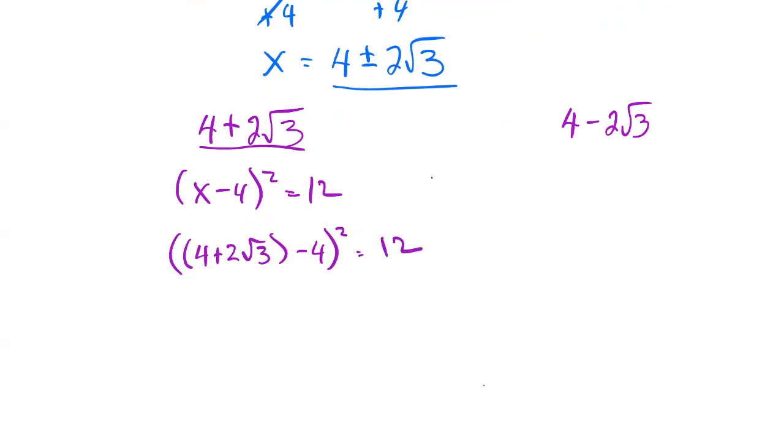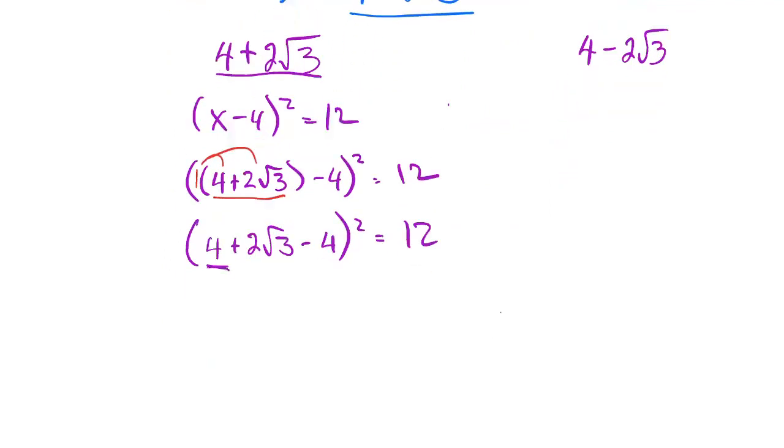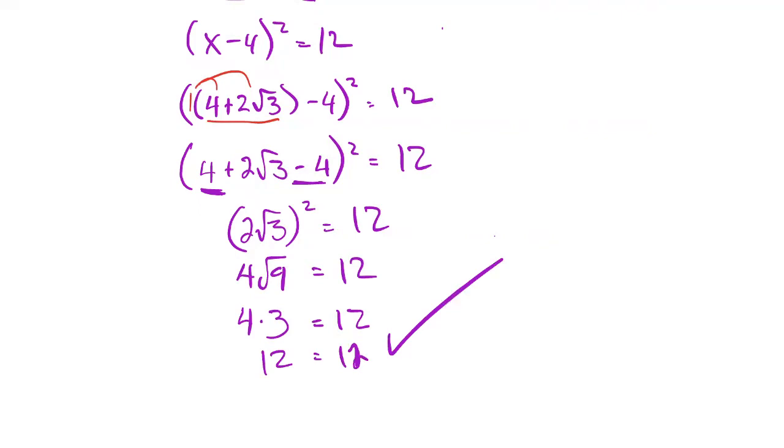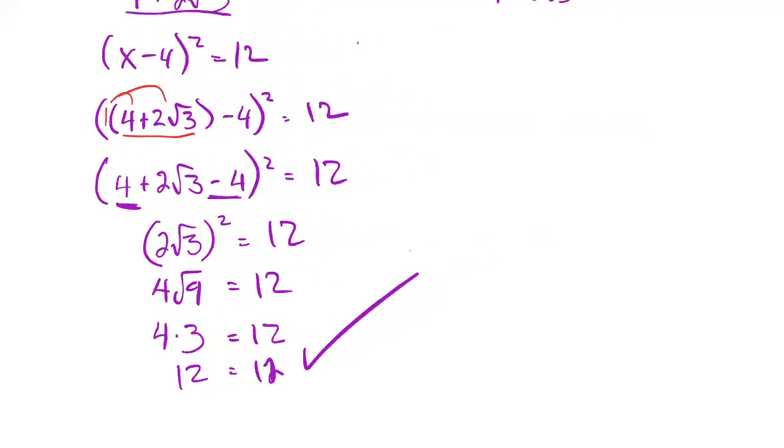By eliminating the brackets around the 4 plus 2 root 3, we're going to distribute that imaginary 1. So I get 4 plus 2 root 3 minus 4 squared is 12. Well, 4 minus 4 is 0, so now I just have 2 square root 3 squared is equal to 12. Well, 2 square root 3 times 2 square root 3 is 4 square root 9. The square root of 9 is 3, and 4 times 3 is 12. Verified.